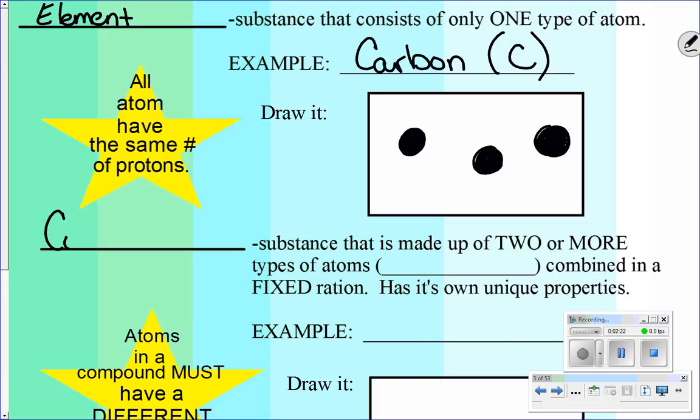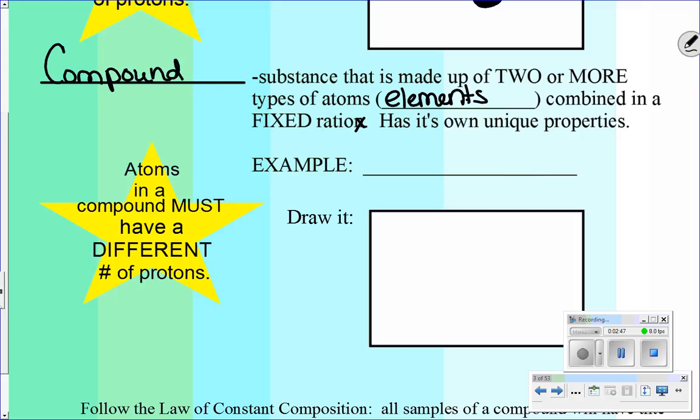A compound is a substance that is made up of 2 or more types of atoms, so 2 or more different elements combined in a fixed ratio. Pardon my N. Compounds have their own unique properties. They're not the same as the elements that they come from. One of my favorite examples for this is water. Water consists of an oxygen and 2 hydrogens. Sort of has a bit of a Mickey Mouse appearance to it.